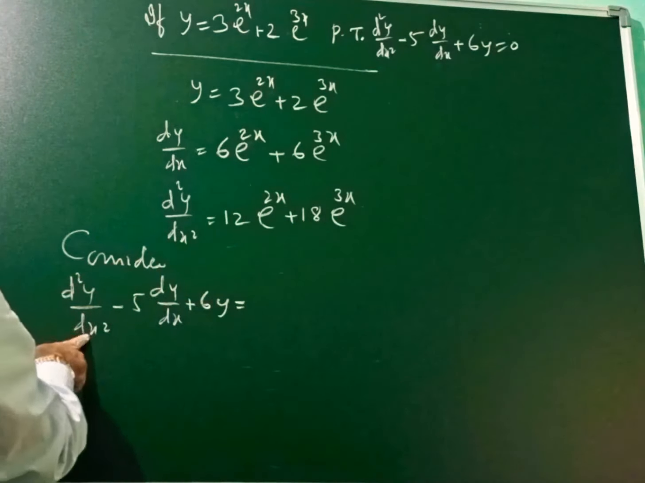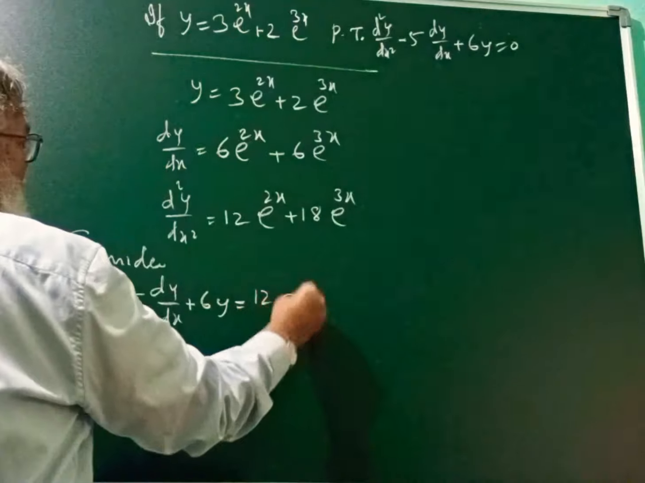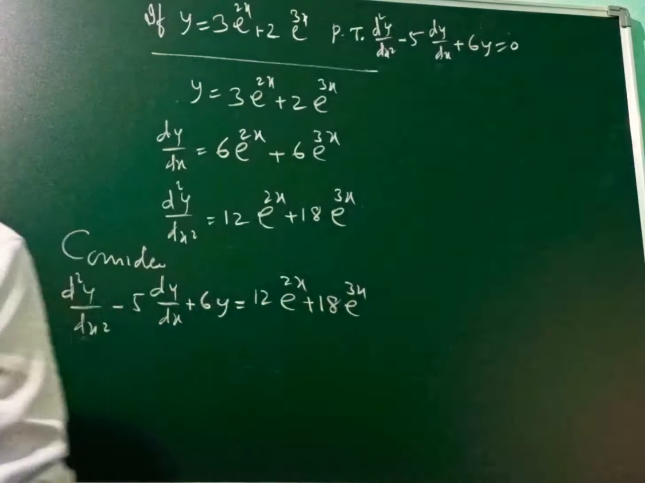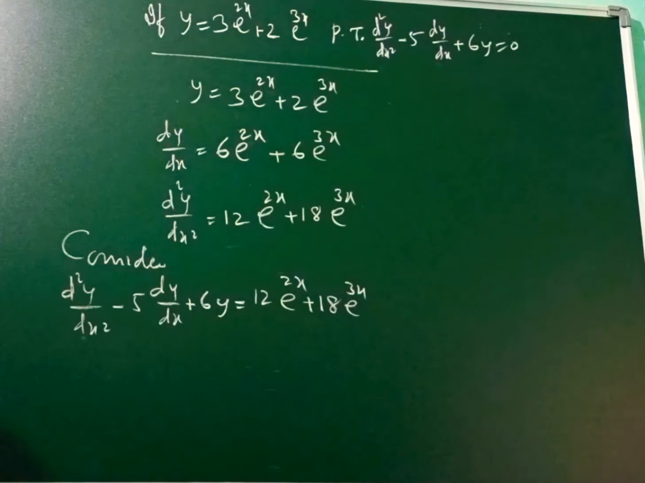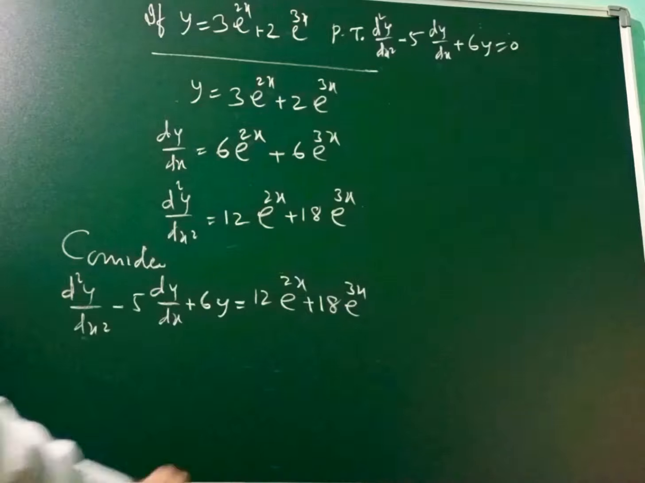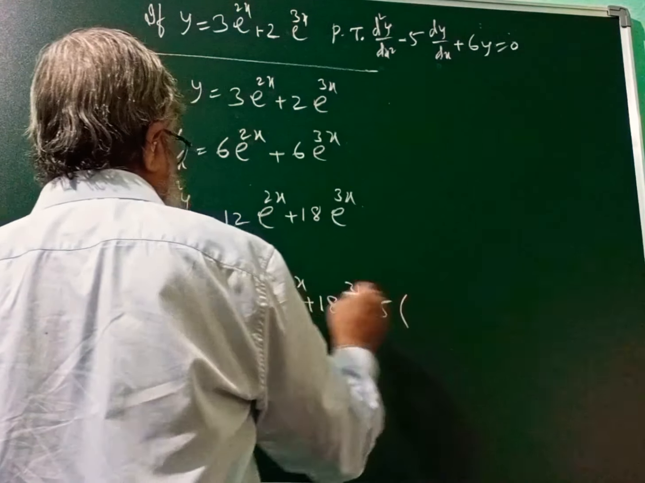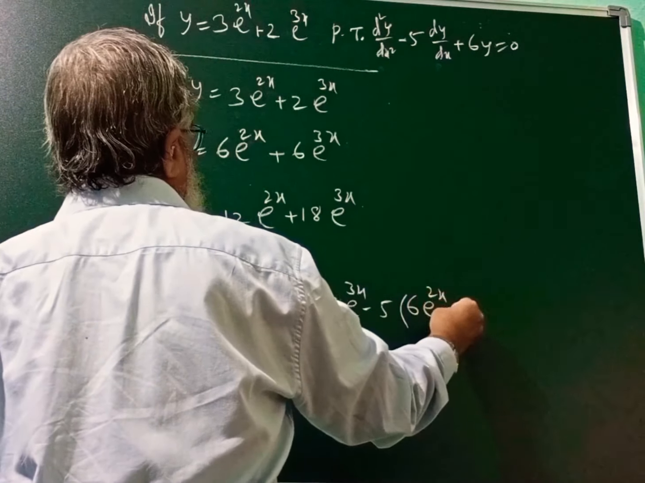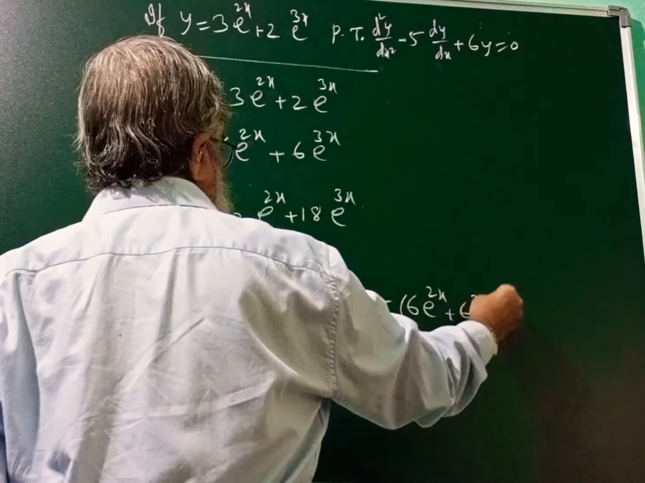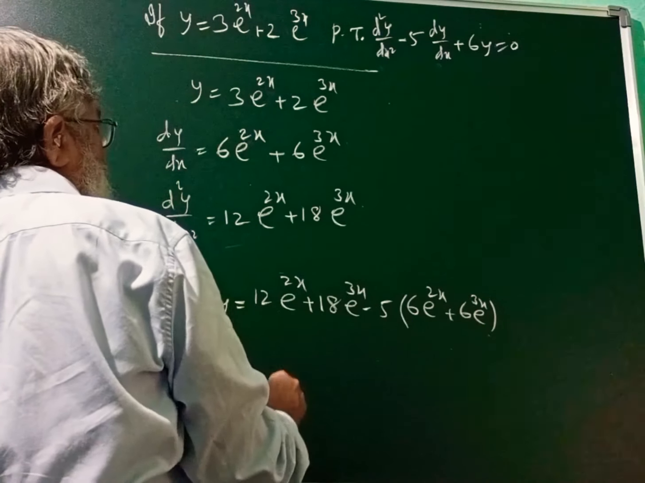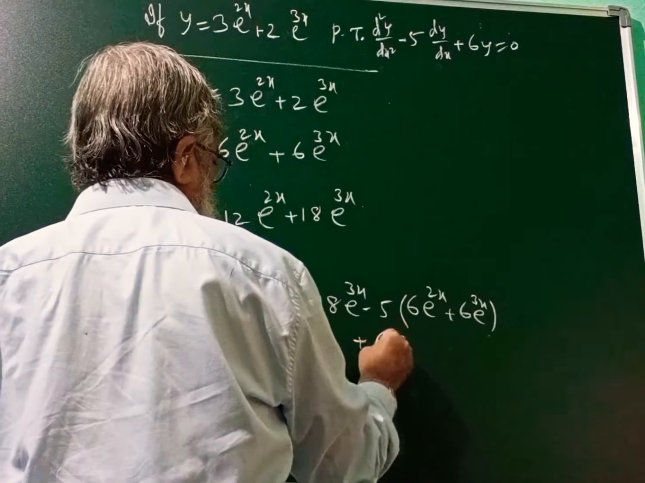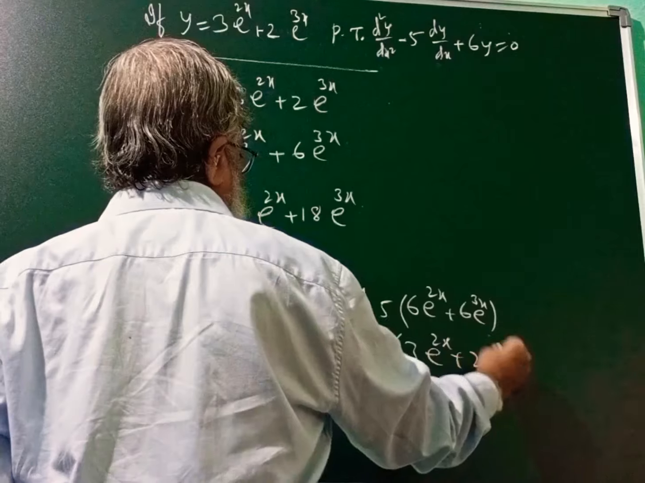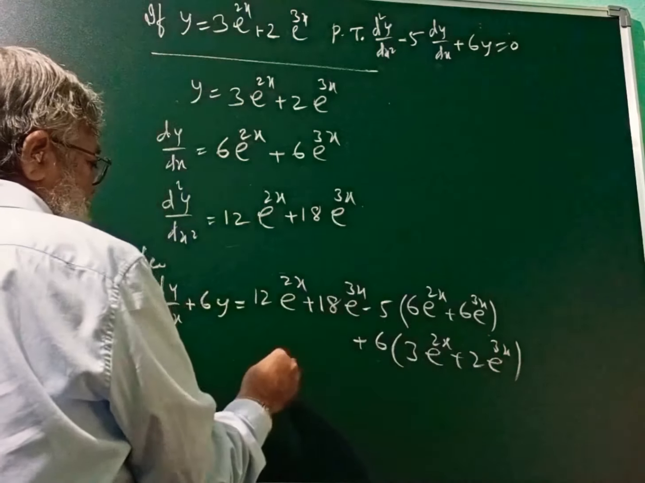can be written as d square y by dx square, which is given by e raised to 2x plus 18 into e raised to 3x. That is the value of d square y by dx square which we have obtained, minus 5 into dy by dx. This is from this, 6 into e raised to 2x, 6 into e raised to 3x, plus 6y. That is 6 into y, which is given by 3e raised to 2x plus 2 into e raised to 3x. Now open the bracket.